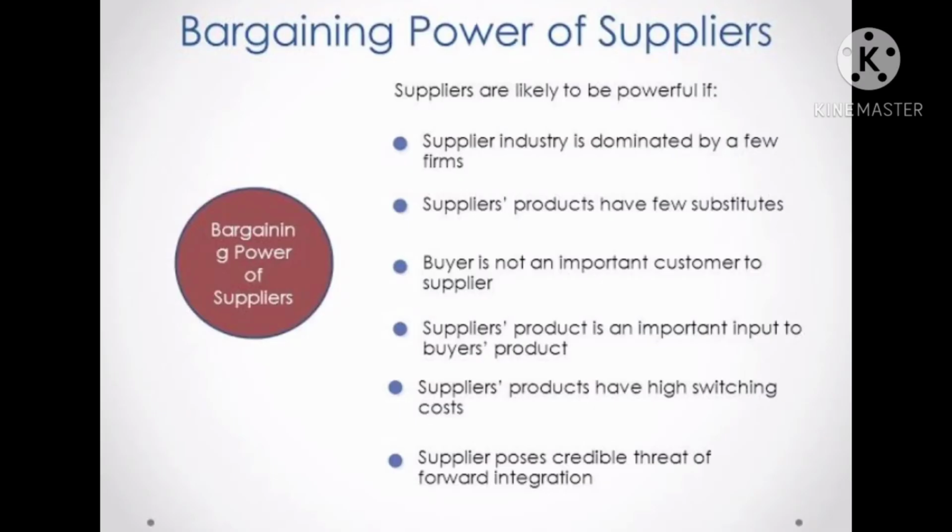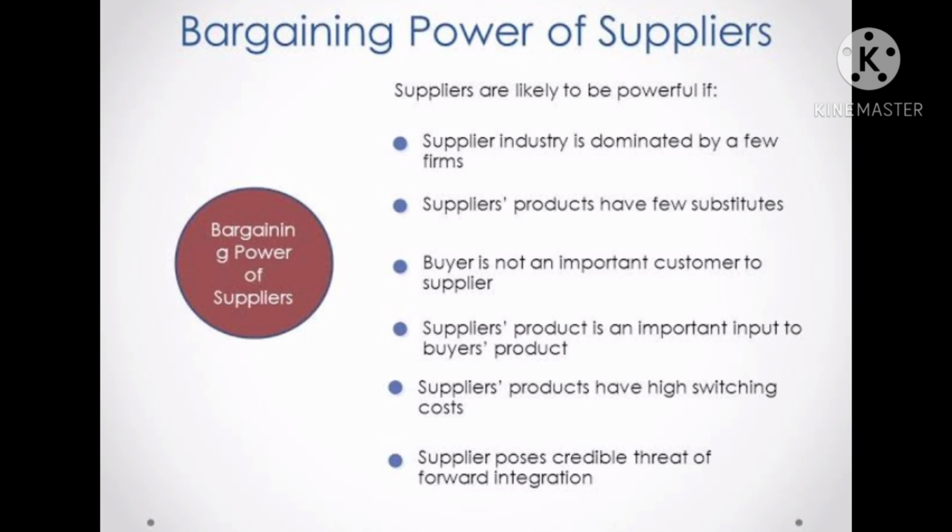The next one is bargaining power of suppliers. Supplier means who is a creditor, who is going to supply the raw materials for the company. Now let's see how the bargaining power of supplier is going to affect. Okay, now supplier industry is dominated by a few firms. So if the few firms who are going to supply maintain a good quality, definitely they can capture the market.